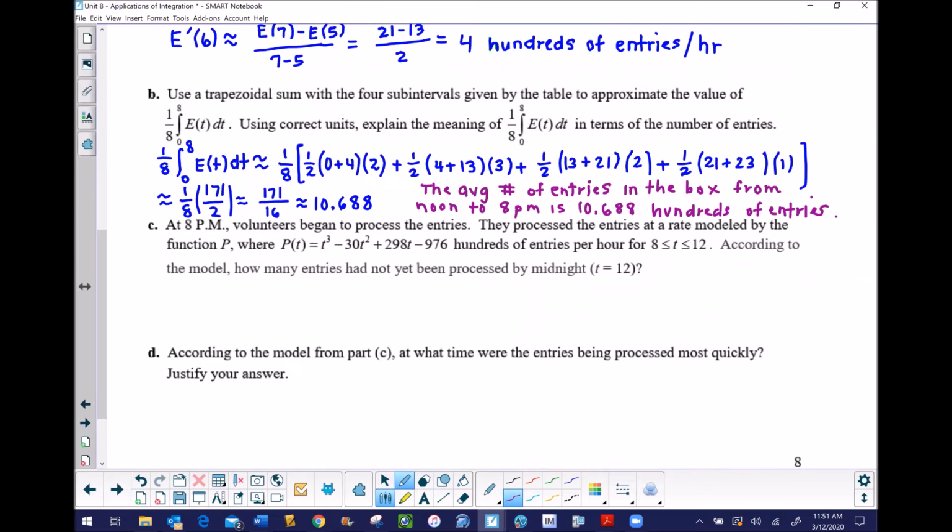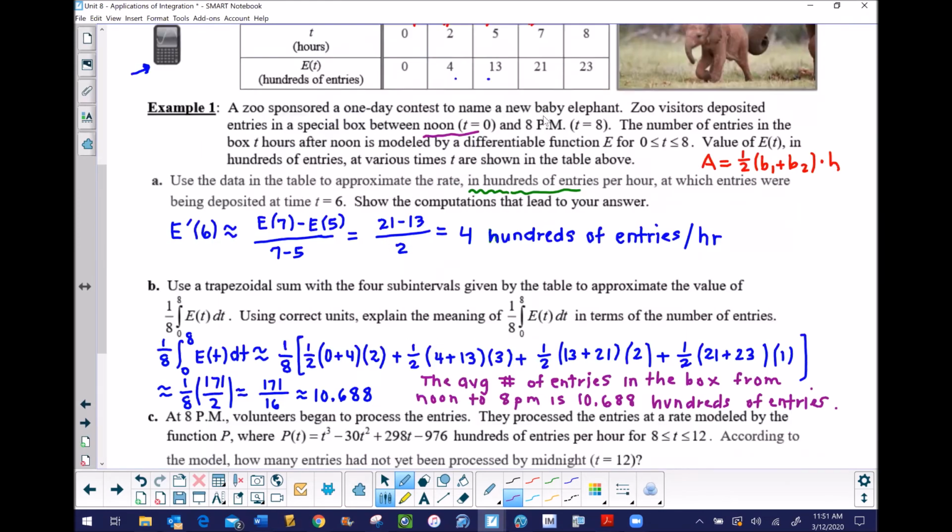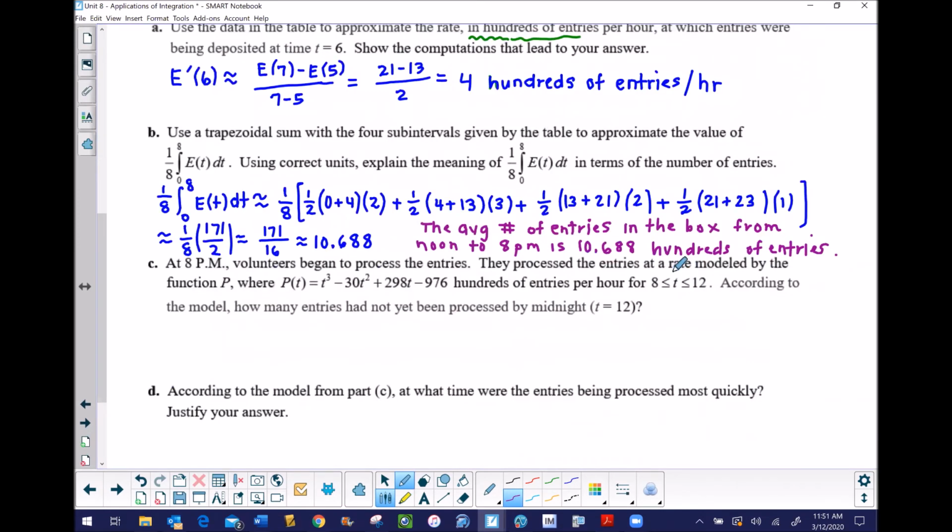So notice they wait until all of the entries are in the box, right? Time 8 is when the box closes. And then from like 8 p.m. to midnight, they're going to figure out what they are going to name this elephant by counting up all the names. So according to this model, how many entries had not yet been processed by midnight?